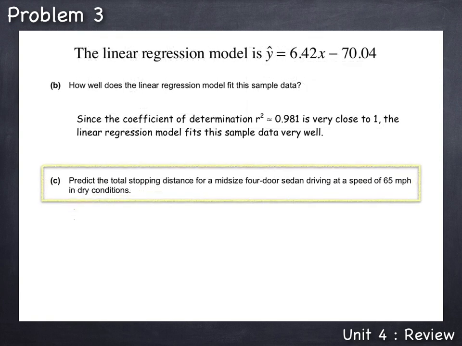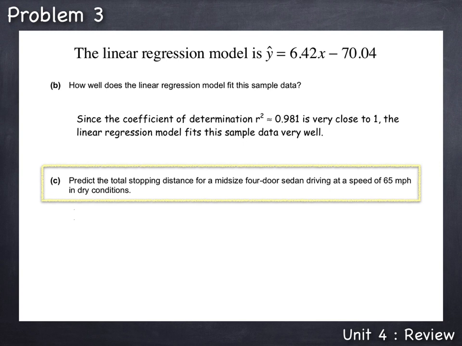Part C asks, predict the total stopping distance for a mid-size four-door sedan driving at a speed of 65 miles per hour in dry conditions. So here we get to use our actual linear regression model to make the prediction. That is, we're going to take the y hat equals 6.42x minus 70.04. We just need to plug in the input value for x.